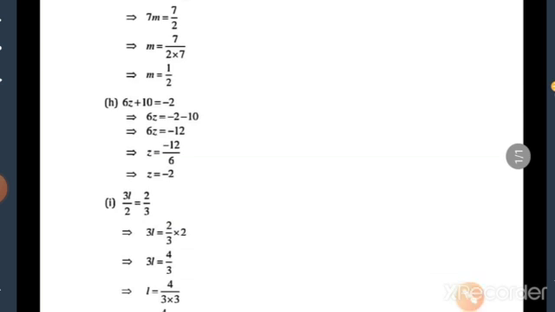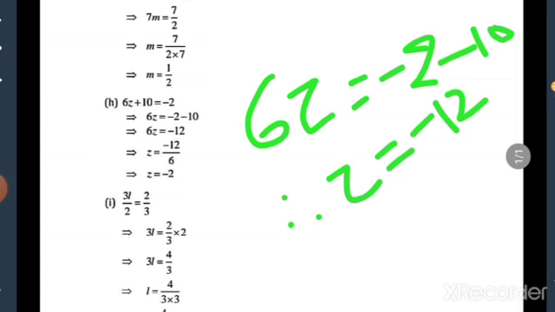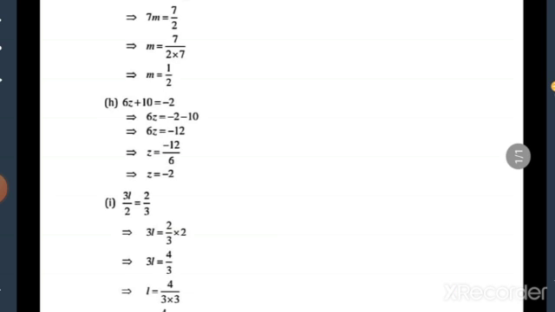Next, 6z plus 10 is equal to minus 2. 6z plus 10 is minus 2. So 6z is equal to minus 2 minus 10. So z is equal to minus 12 upon 6. So z is equal to minus 2. In this way you can find the value of z is equal to minus 2.